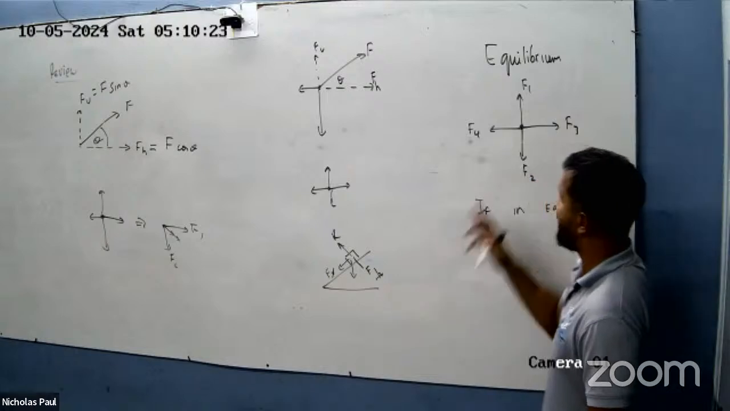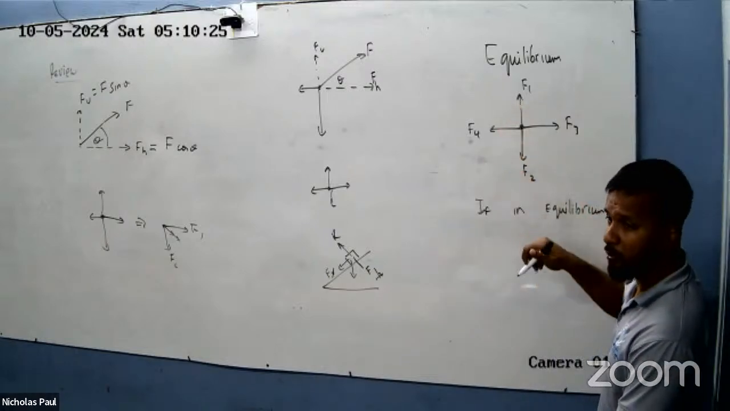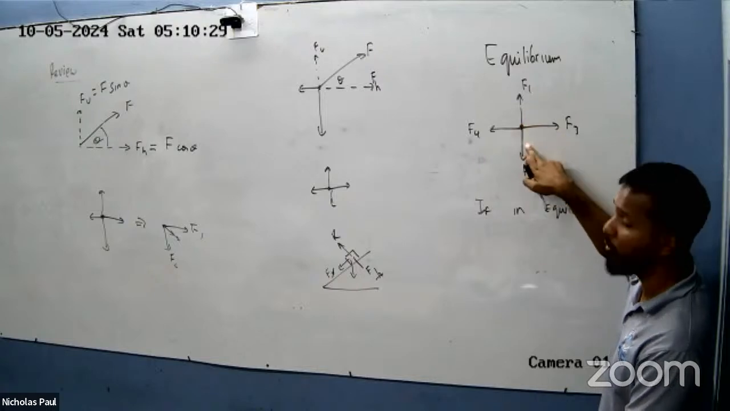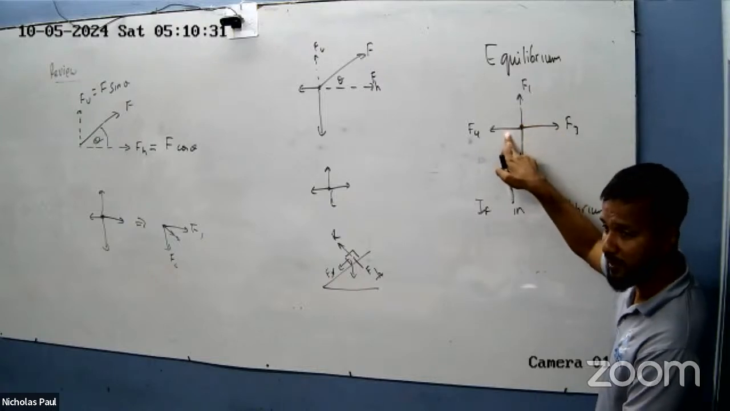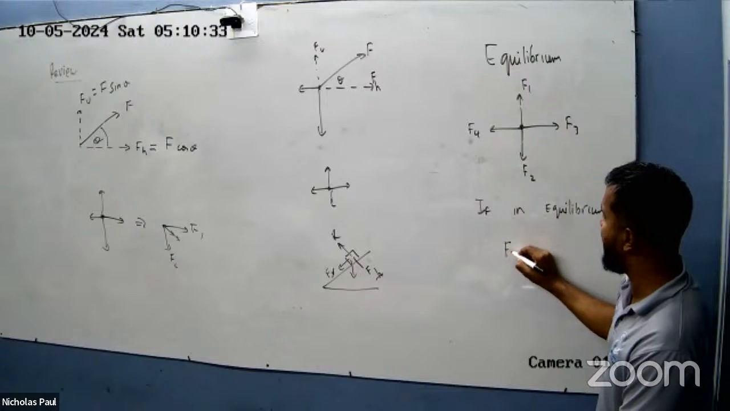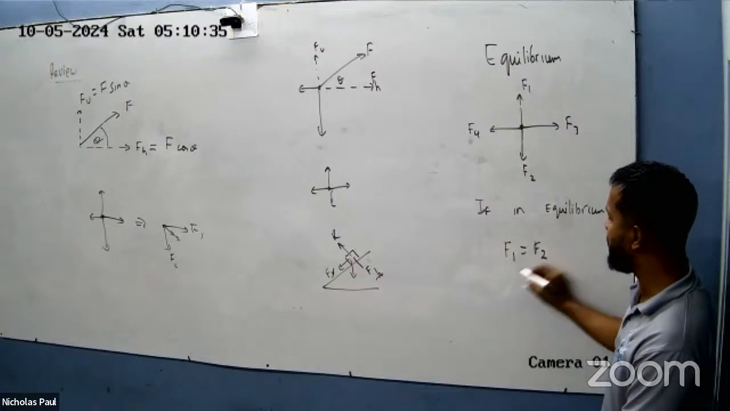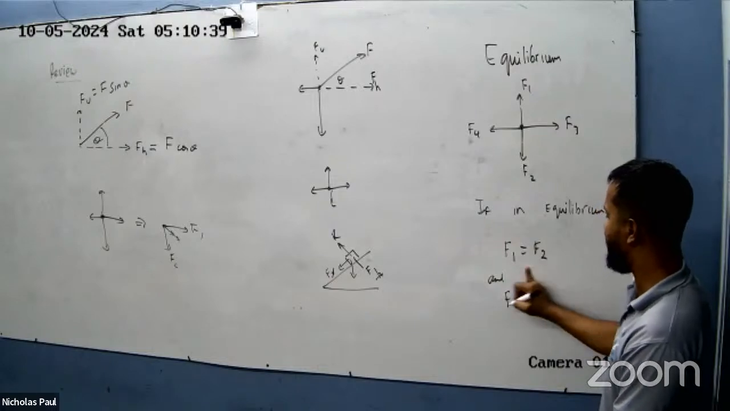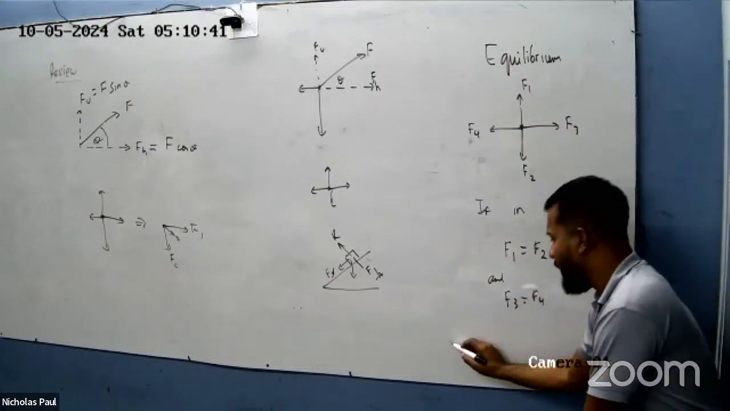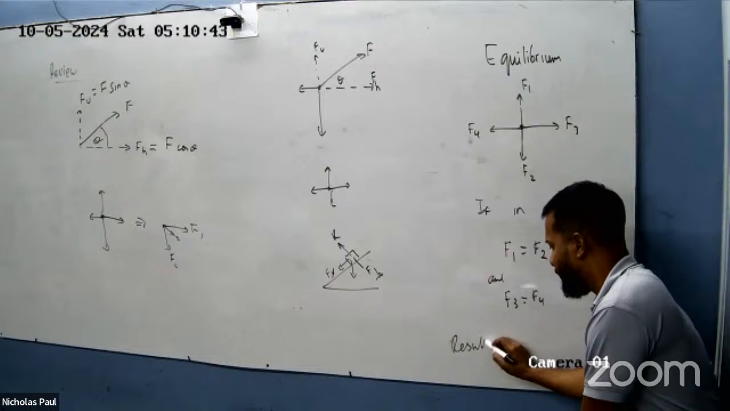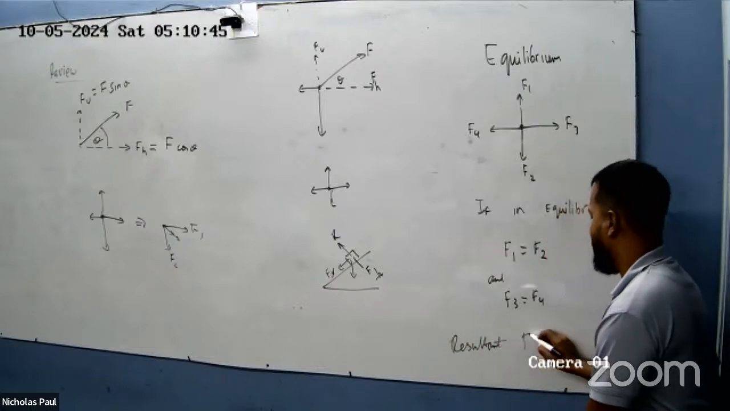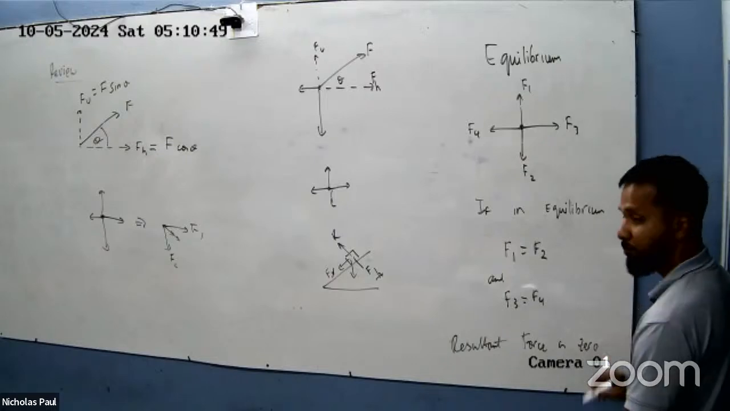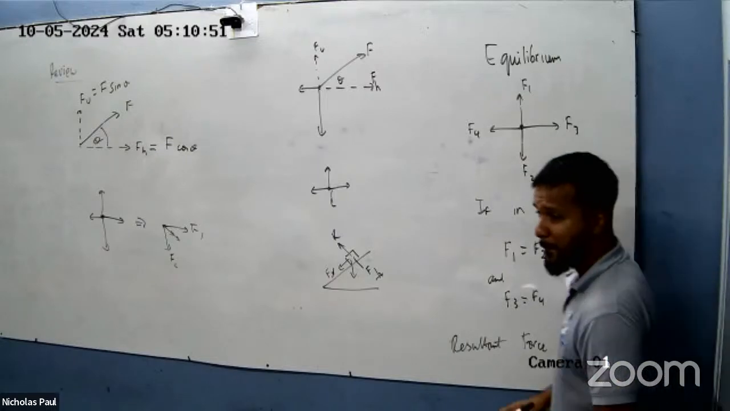Which force is the same? So all the mutually perpendicular forces are the same. So these two are the same, these two are the same. So basically we could say F1 equal to F2 and F3 equal to F4. Or we could say the resultant is what? The resultant forces. That's okay?